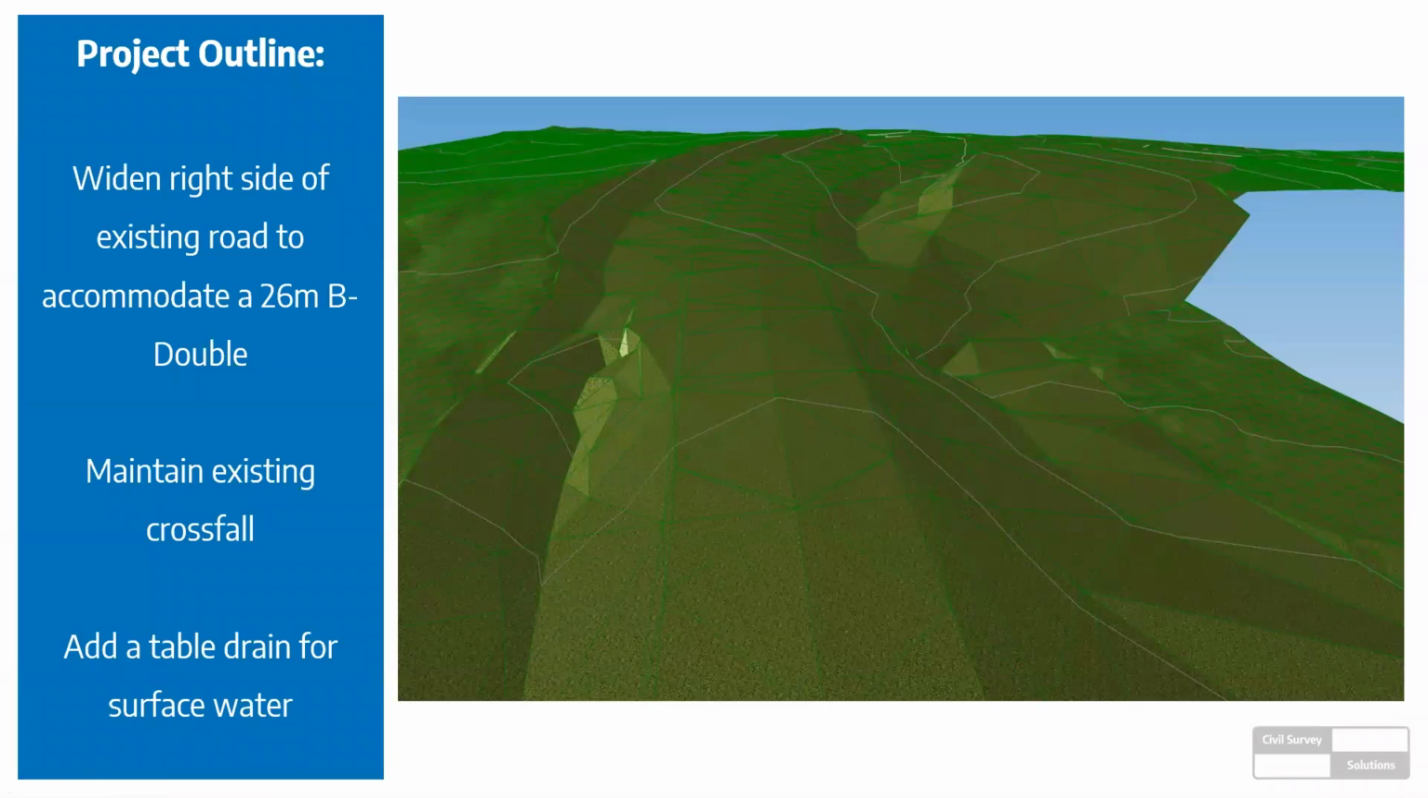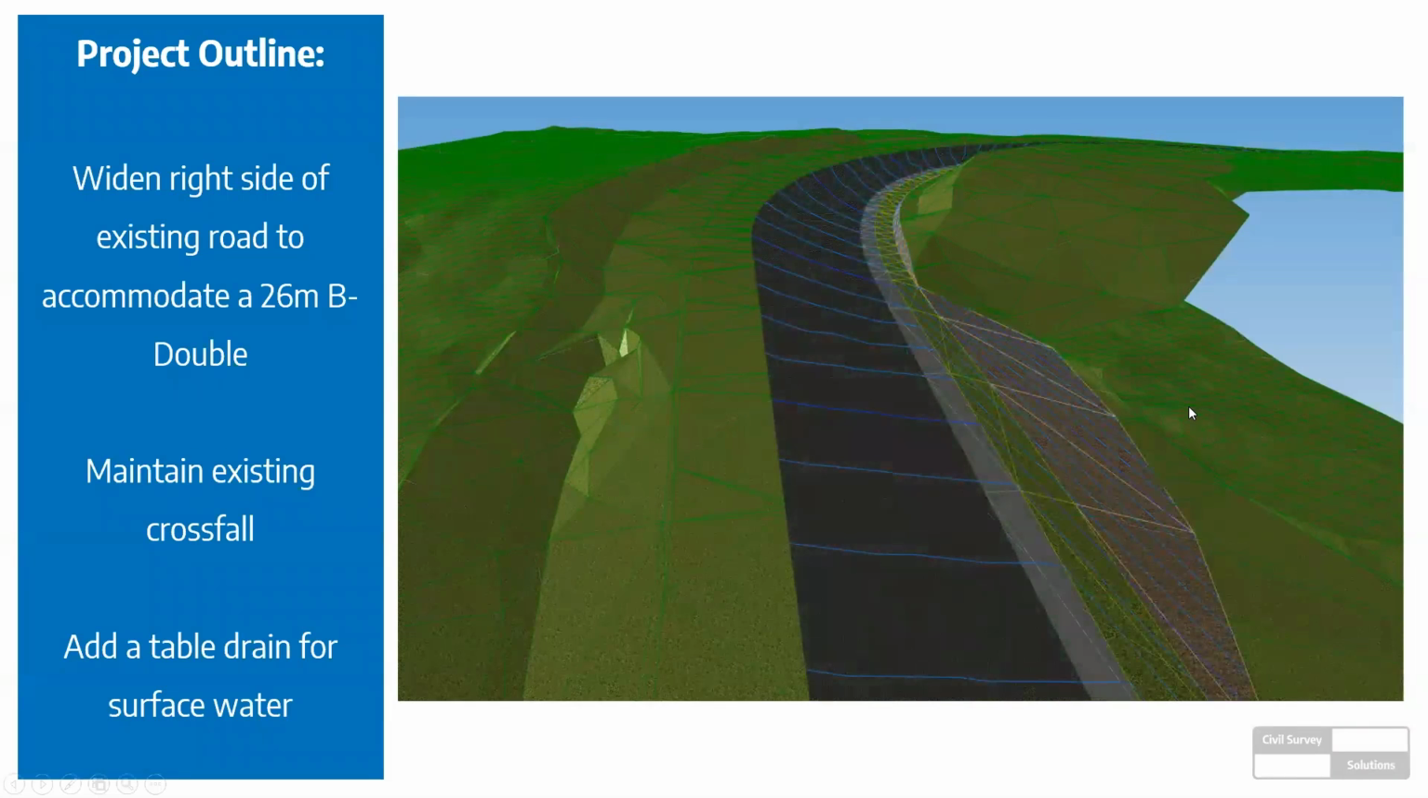And I'm just going to show you, this is basically an existing surface that you're looking at here, an existing road. You can probably make out the existing crown, edges of bitumen left and right. And the idea is that in this particular webcast, we're going to look at widening, okay? And the basic premise is this: we're going to widen the right-hand side, as we look at it, of this particular road to accommodate a 26-meter B-double. We need to maintain the existing crossfall and also add a table drain.